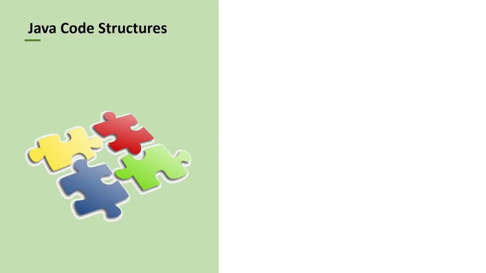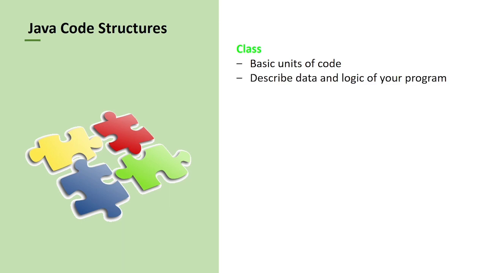Hello everyone, welcome back. In this video we'll discuss the Java code structures. Java uses three code structures: class, package, and modules. So we'll see what a class is. A class is the basic unit of code, and it describes the data and logic of your program. Anything you write in a Java program is written inside a class.